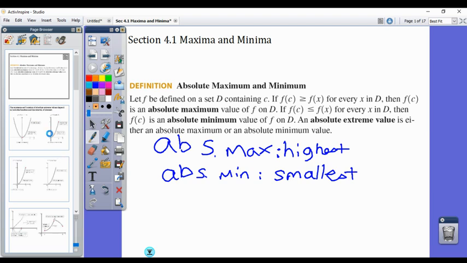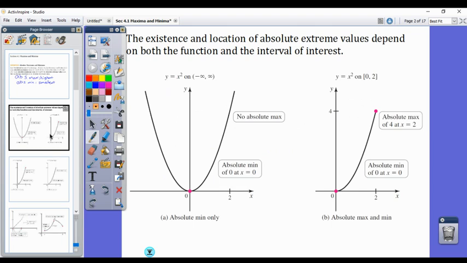Okay, so it's going to matter how your graph is defined. So I'm going to show you a few pictures. The existence and location of your absolute max and min is going to depend on the interval that you care about and the actual function itself. Okay, so if we look at this first graph here at A, your absolute min is going to be here at x equals 0 because that's the lowest point. And we're not going to actually have an absolute max because this is going to keep going forever and ever and ever.